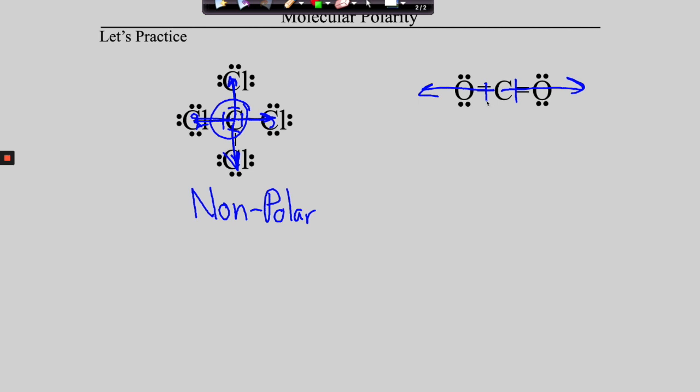Now, is it symmetrical? Do those poles cancel out? Guys, if you pull equally in both of these directions, does the carbon move? No. That means it's non-polar, so we're going to label this as non-polar.